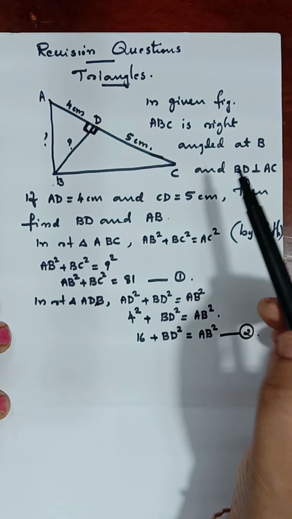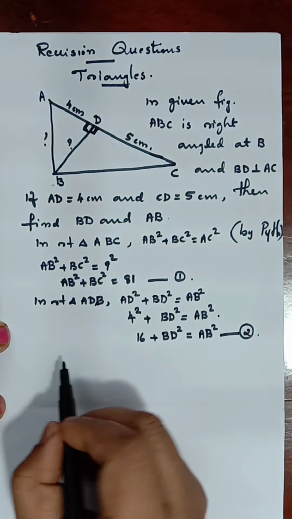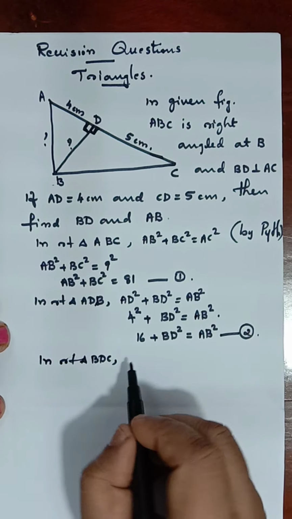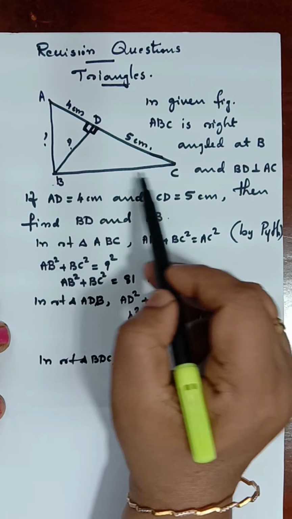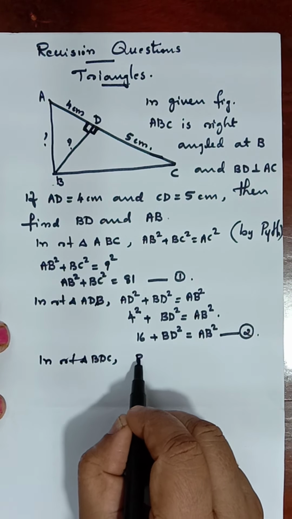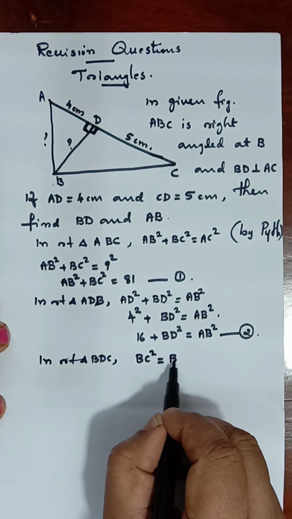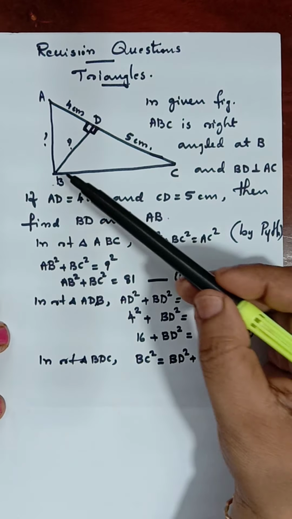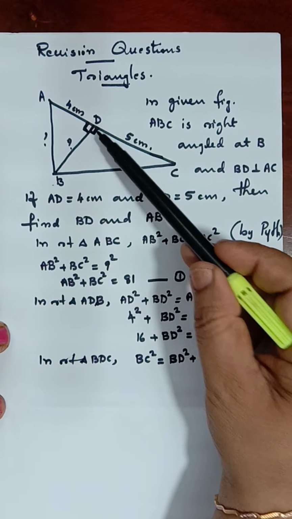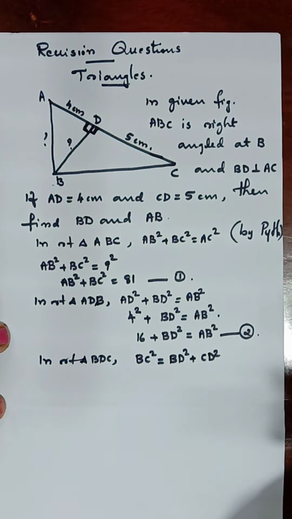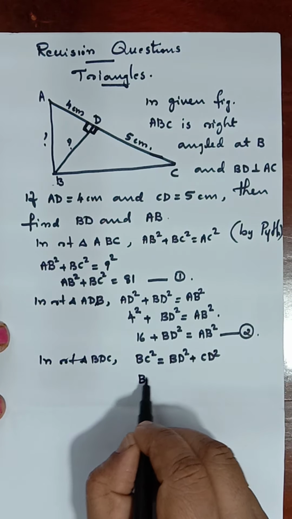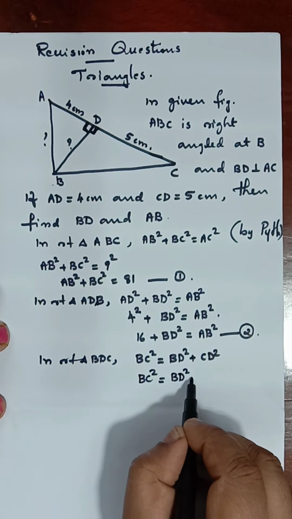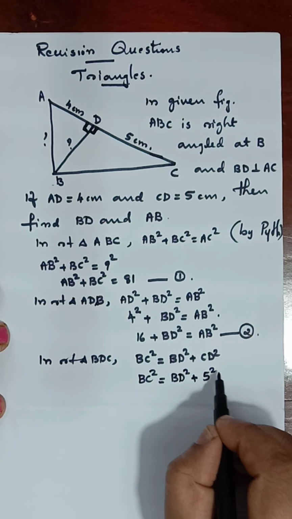Similarly, we have to consider the right triangle BDC now. That is, in right triangle BDC, the right angle is shown here. So BC is the hypotenuse. BC square is equal to BD square plus CD square. Here you can see in the figure, BC square is equal to BD square plus CD square. Now let us substitute: BC square equal to BD square, which is to be found out, plus CD square, which is 5 square.